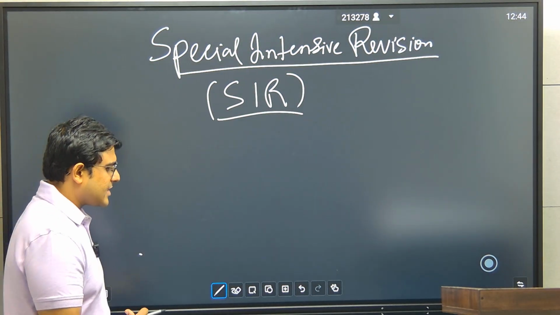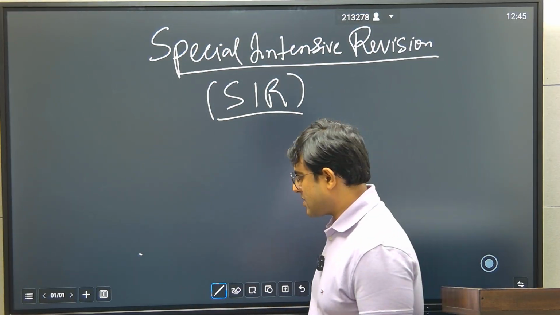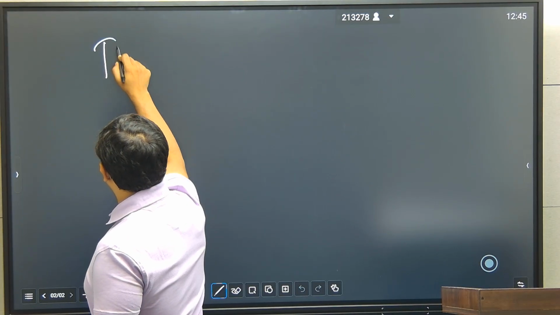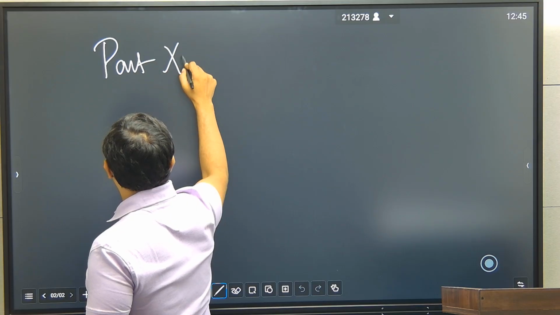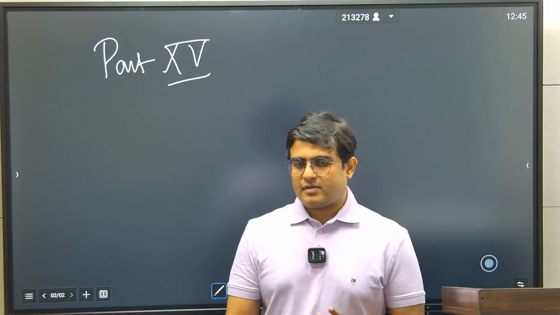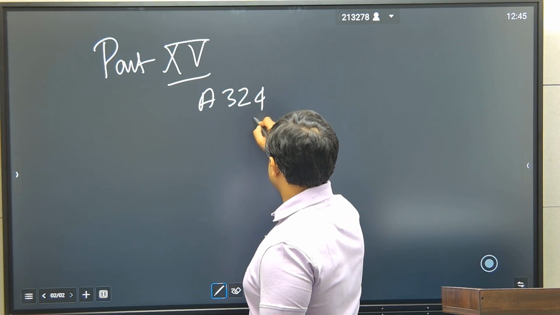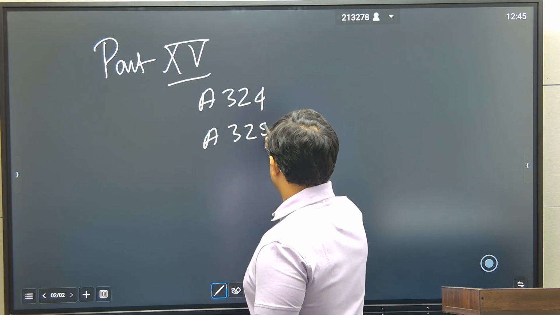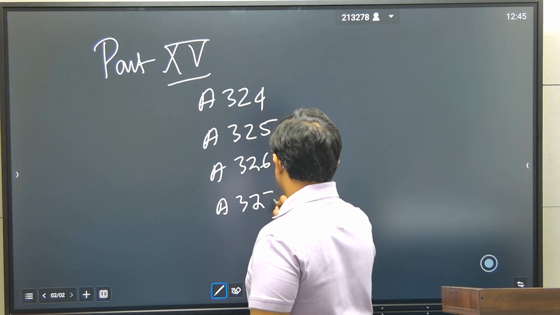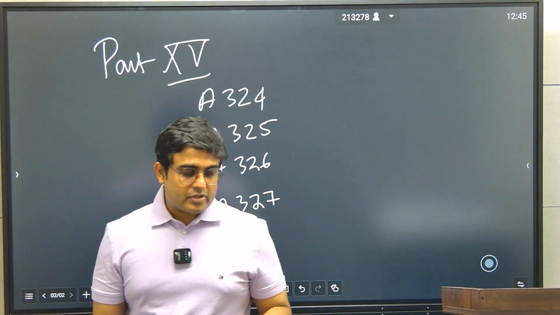Like I said earlier, you should be aware of certain provisions in the Constitution regarding the Election Commission of India. Part 15 of the Constitution talks about the Election Commission of India. Certain articles, Article 324, Article 325, Article 326 and Article 327, are important.